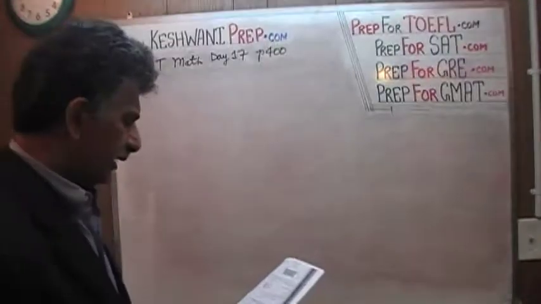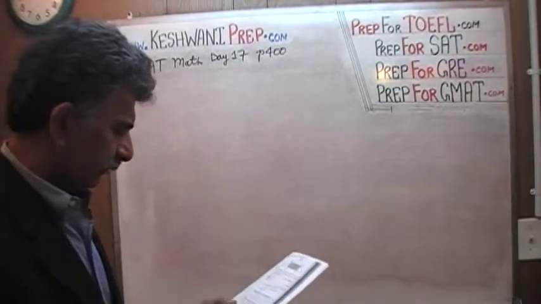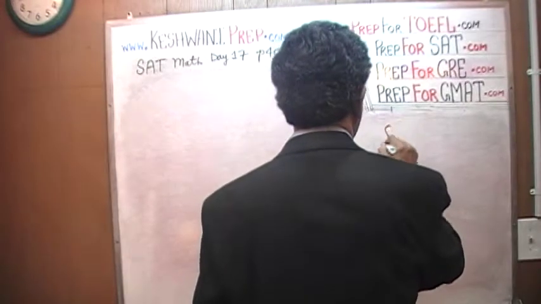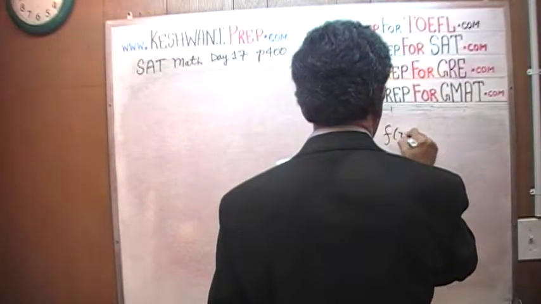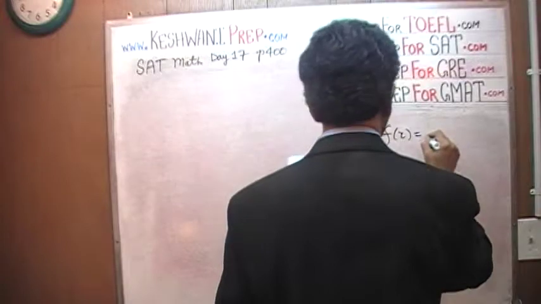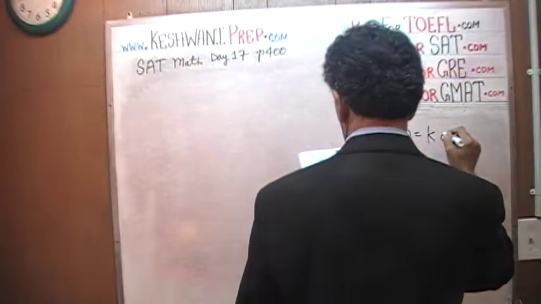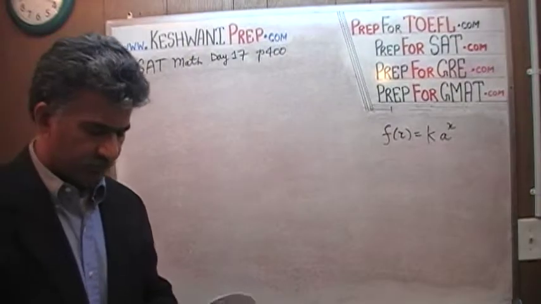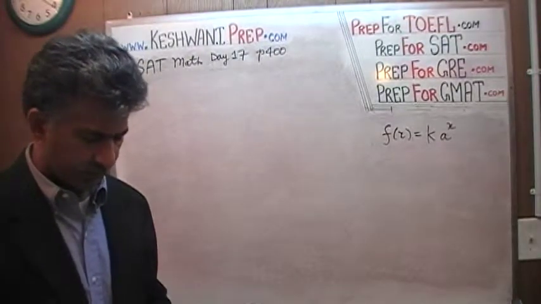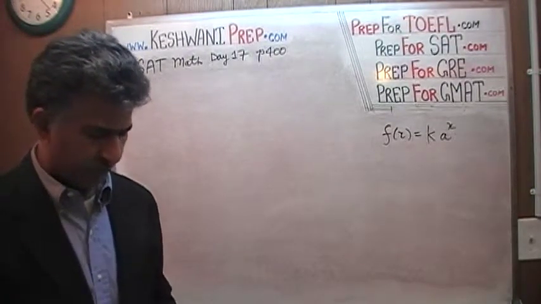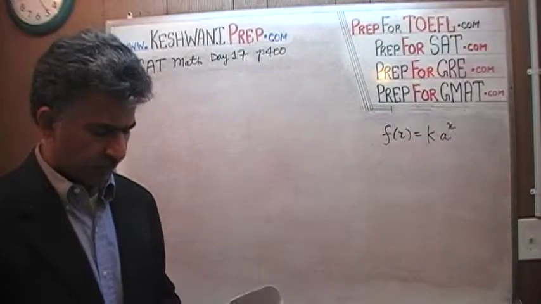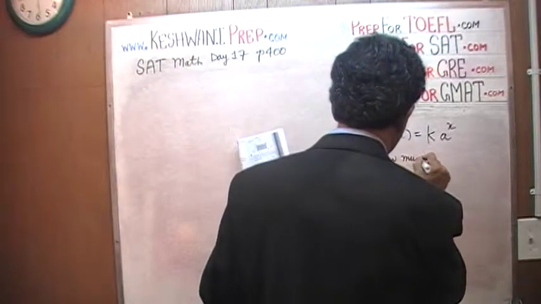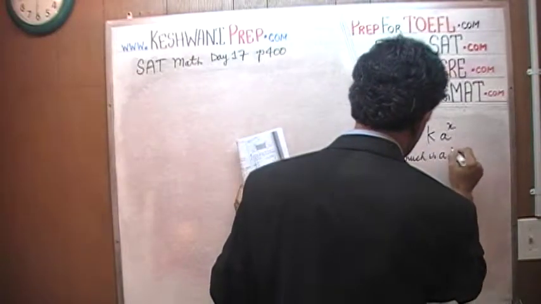They give you a little chart there, which I'm not going to put on the blackboard. You have the book in front of you. And they give you a relationship. They tell you that f of x equals k times a raised to x. The question simply is, what's the value of a? They're not asking for k, they're simply looking for the value of a. How much is a? That's the question.